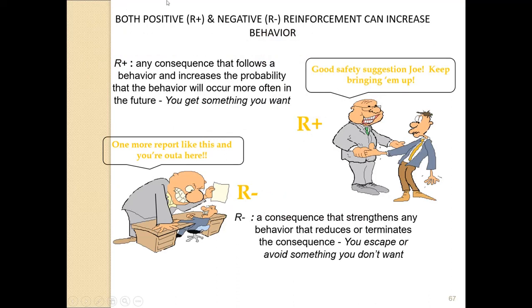Okay, both positive R plus and negative R minus reinforcement can increase behavior. For example, R plus: any consequence that follows a behavior and increases the probability that the behavior will occur more often in the future, you get something you want. Good safety suggestion, Joe. Keep bringing them up. So this is the R positive.